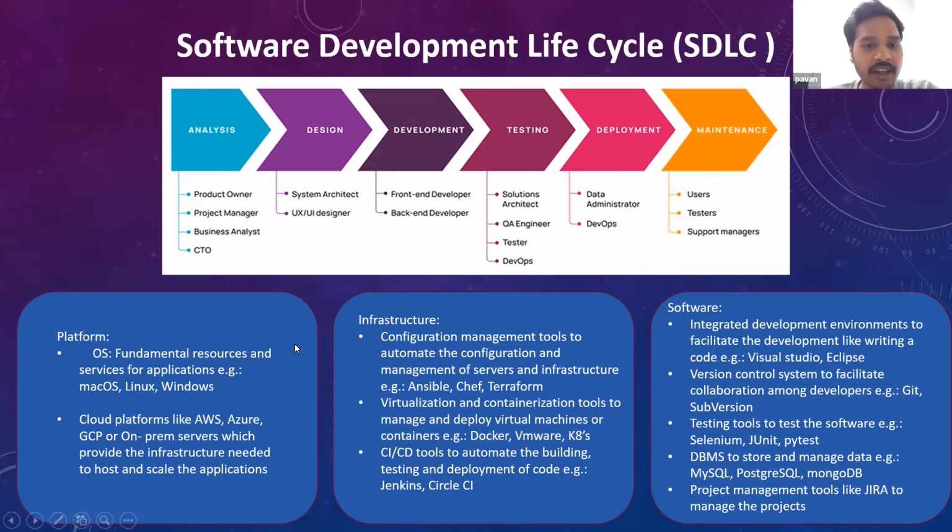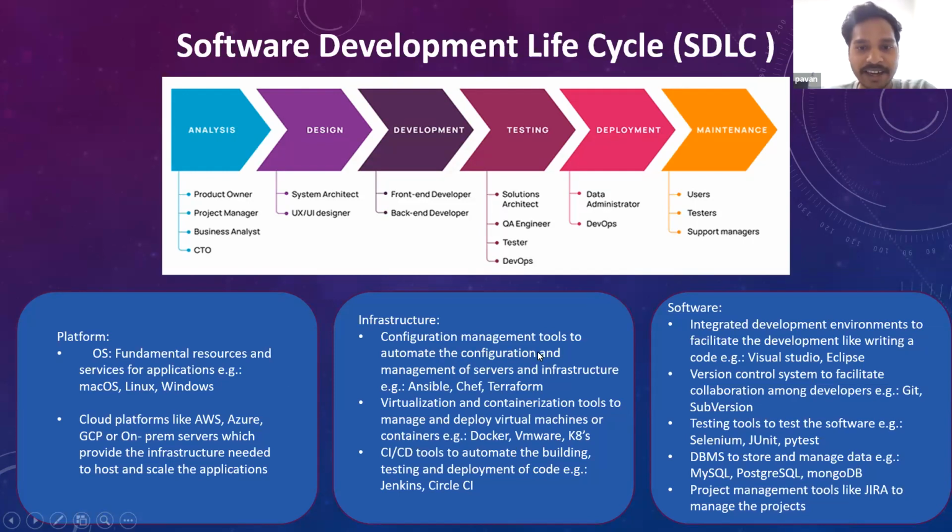So in this sense, the three main things used in the SDLC are, first, platforms, which is the OS, the fundamental resource and services for applications, for example macOS, Linux, and Windows, and also cloud platforms like AWS, Azure, and GCP, or on-premises servers, which provide the infrastructure needed to host and scale these applications. And one more thing is infrastructure.